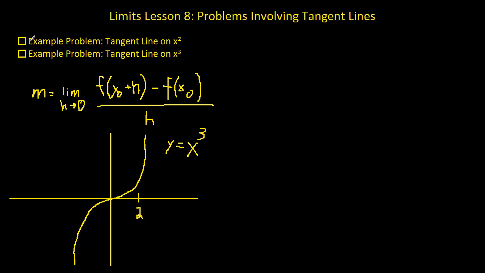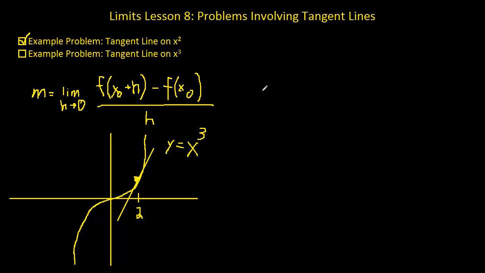Oh, and before I forget, let's mark this off. So we've done that one. Let's just go with 2. What's the tangent line right here? And it's going to look something like this. So let's say, what's the slope of this line?